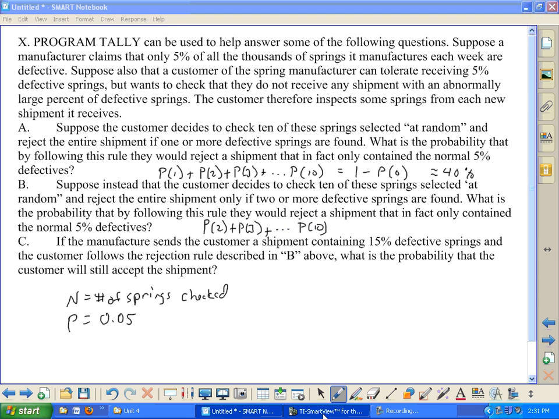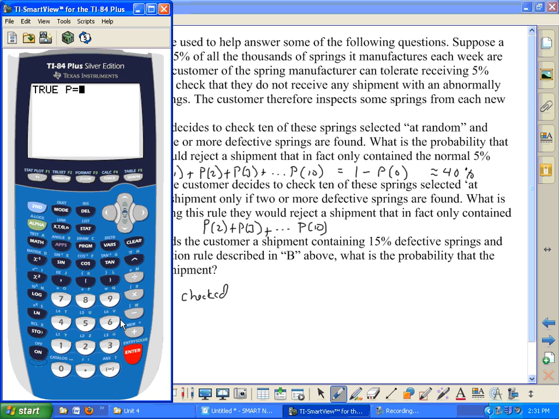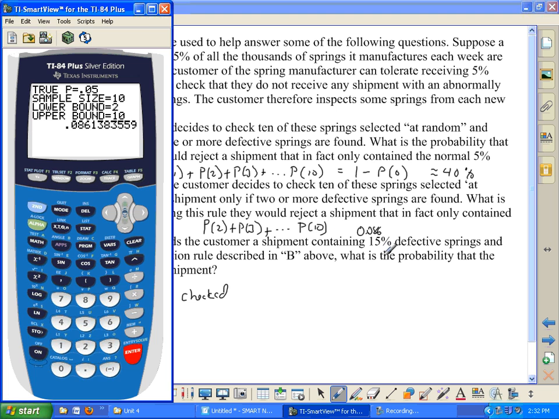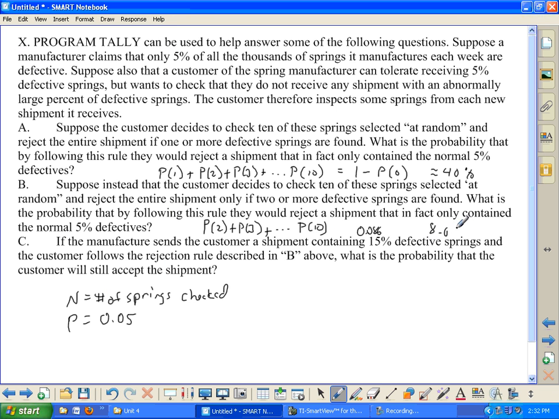So we can do the exact same thing, just run program bin2 again with the p-value at 0.05 with the n value of 10, and we just want to know the probabilities from 2 up to 10 all added together. So that probability is lower, it's 0.086, so about 8.6%, which is more reasonable. We will reject some shipments, but only about 8.6% of the time will we reject a shipment like that.